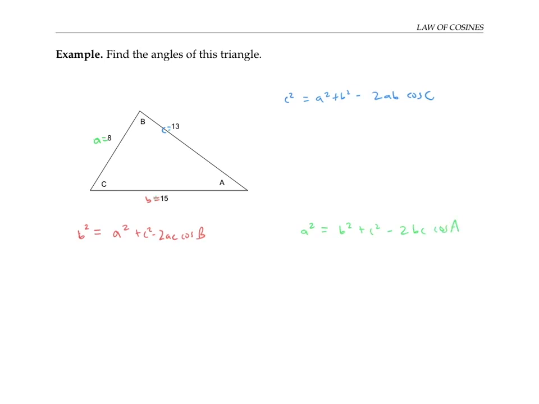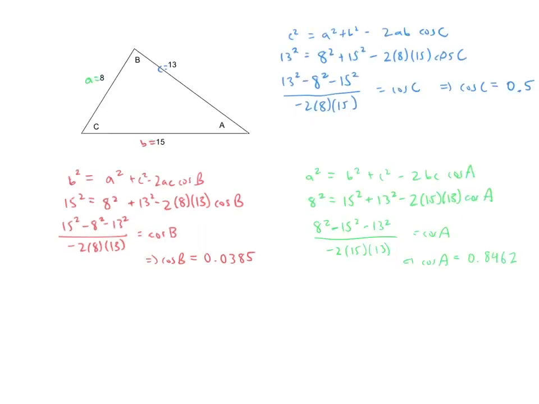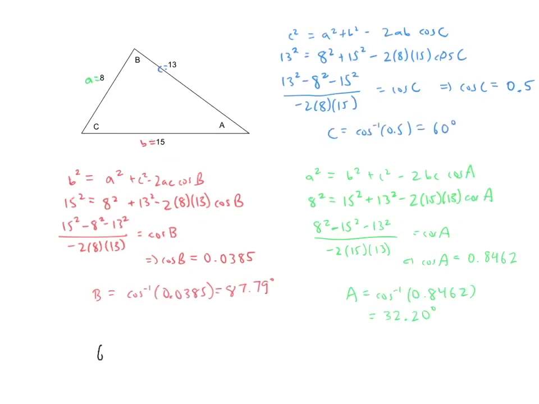For each of these three equations, I'll plug in the side lengths, solve for the cosine of the angle, and use inverse cosine to find my angles. Notice that my three angles, 60 degrees, 87.79 degrees, and 32.20 degrees, add up to almost exactly 180 degrees. It's just a tiny bit off due to round-off error. In fact, I could have saved myself some work by just finding the measure of angle C and the measure of angle B, for example, and then subtracting their sum from 180 degrees to get angle A.